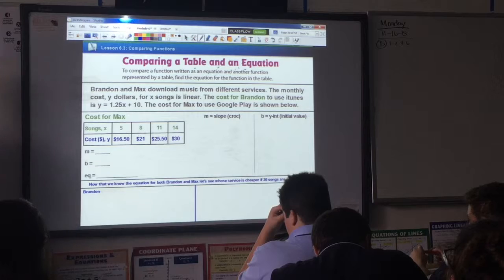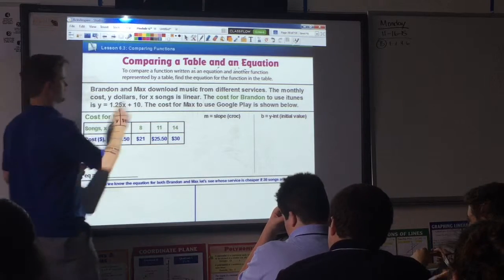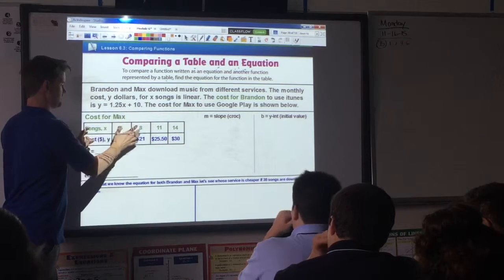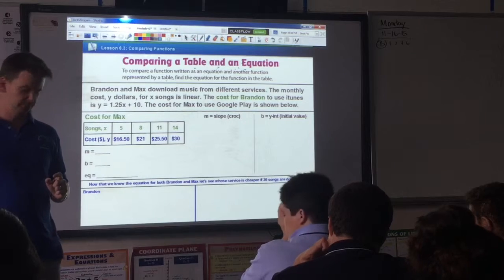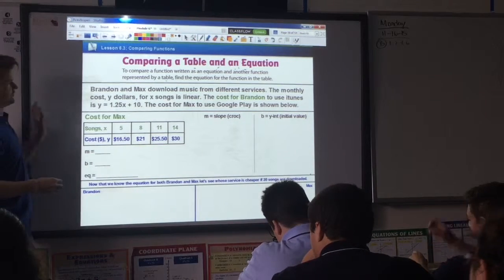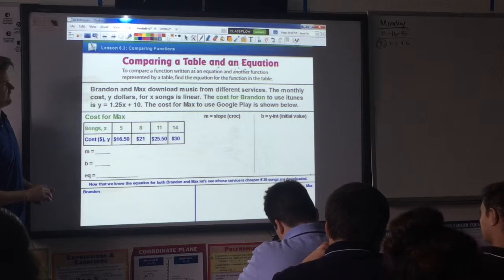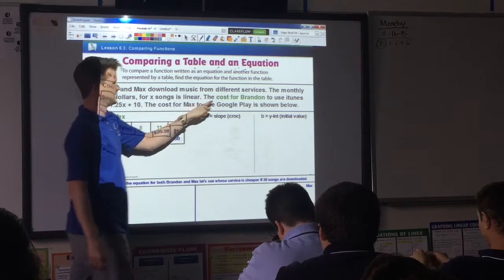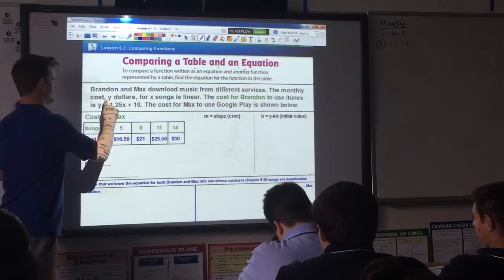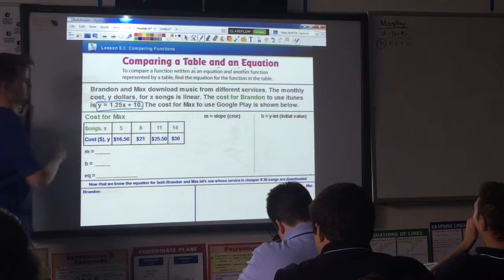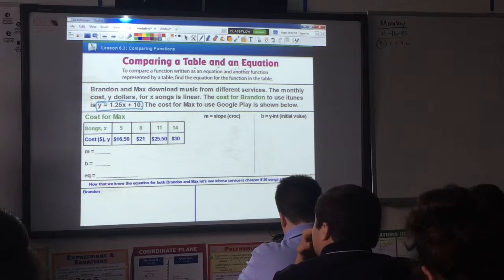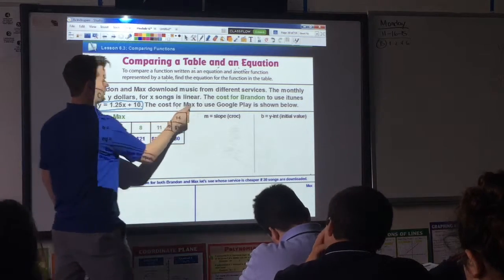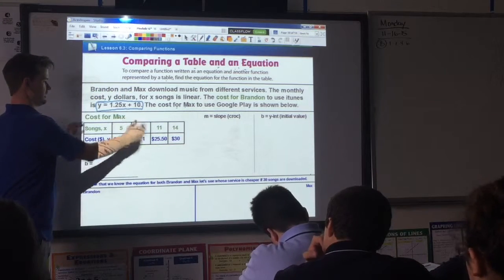Okay, so if we look here, we want to compare a function written as an equation and another function represented by a table. The first thing that we're going to have to do is go in and find the equation for this table. What you want to do is read the scenario. It says Brandon and Max download music from different services. The monthly cost, y dollars for x songs, is linear. Okay, so we know it's linear. The cost for Brandon to use iTunes is represented by this function. This is where you actually have to do that thing that you guys love to do so much, which is reading the word problems, identifying what it is they're asking you to do. The cost for Max to use Google Play is shown below in this table.